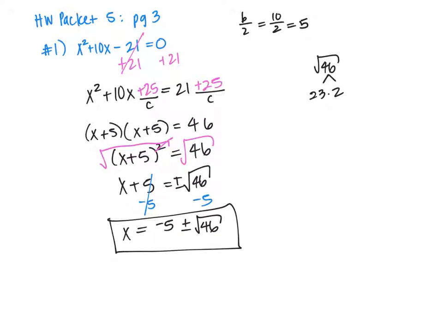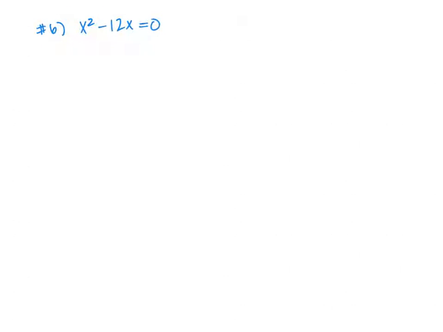Okay, let's try out maybe number 6 here. Okay, so take a look at number 6 on page 3. So this problem's kind of nice because what they've done for you, oh, I think I wrote my number 6 wrong. That should be x squared minus 12x equals 10. I think that should have been a 10, yeah. Okay, so back to this problem here.